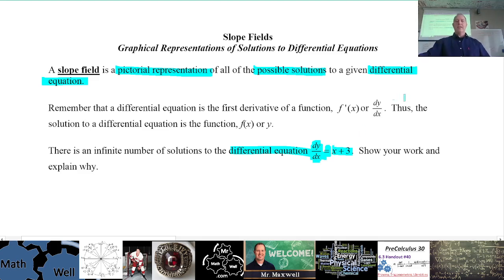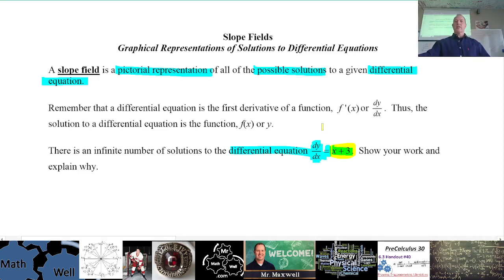Now, remember that a differential equation is the first derivative of a function. Thus, the solution to a differential equation is the function f of x. Let's pause there for a second. When we're talking about differential equations, if we were to solve a differential equation, then what we're trying to do is find the original function for that derivative, right? Again, we did this yesterday. We're given a differential equation, and we're asked to solve for either the general solution, which would be the antiderivative of this function, or the particular solution, which involves some initial conditions to find out what plus c actually is. So we did that yesterday.